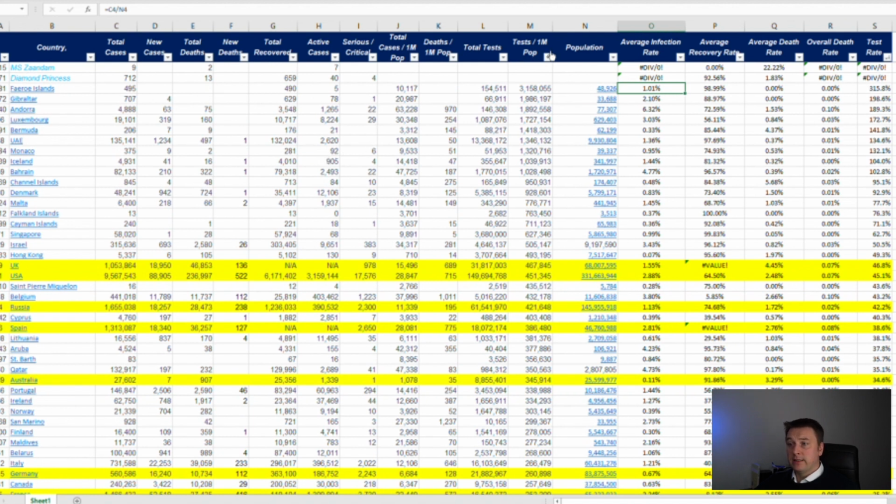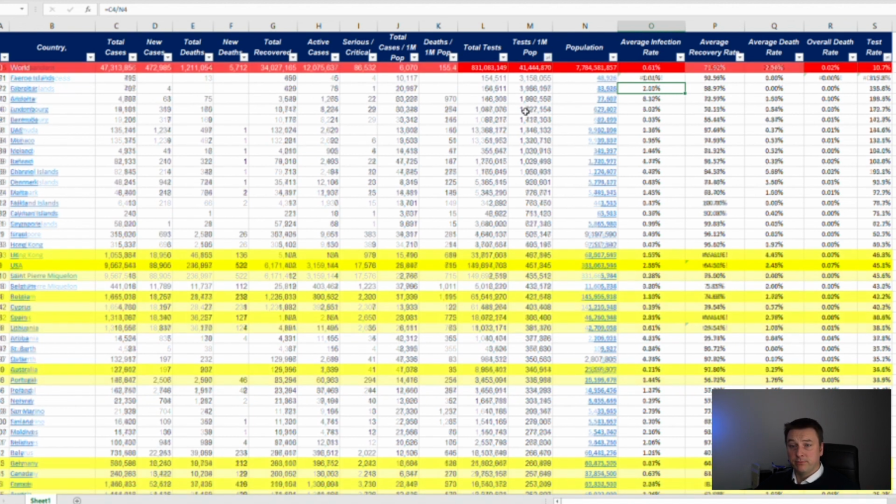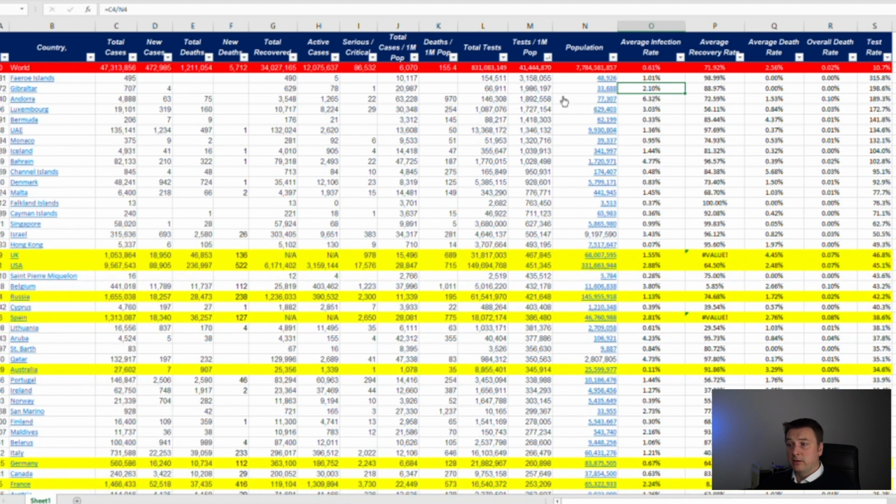If we look at the tests per million population and we break the data down into all the different countries, right? So this is the number of tests that we've completed per million population, effectively. It doesn't mean that those people have been tested because people could have been tested twice or 3 times. It's the actual number of tests versus the population. So on a per capita basis.